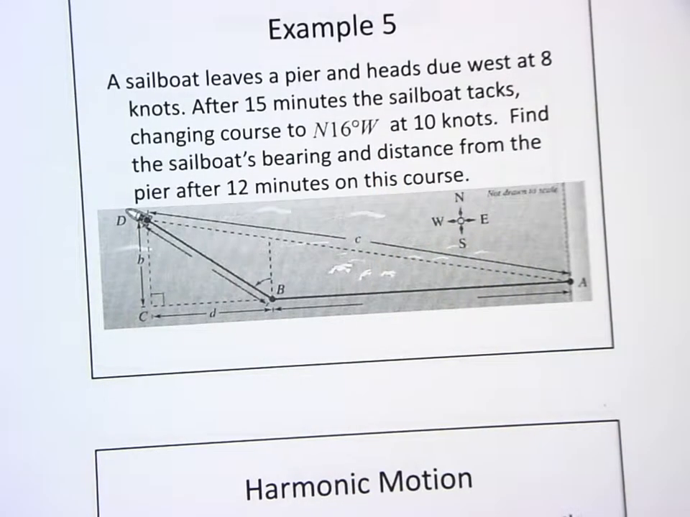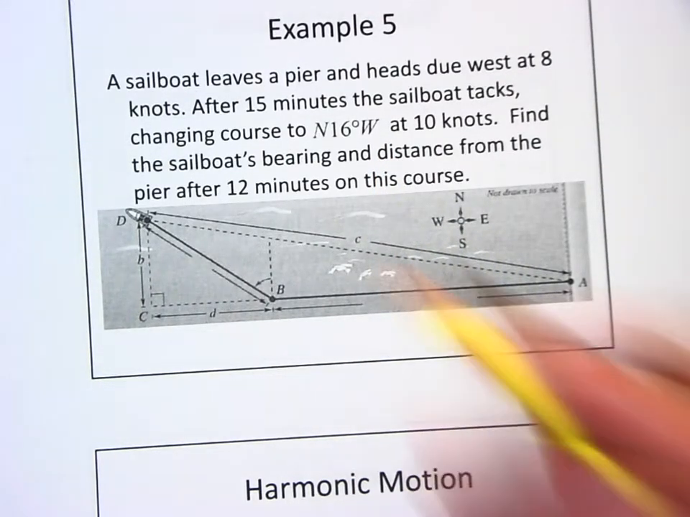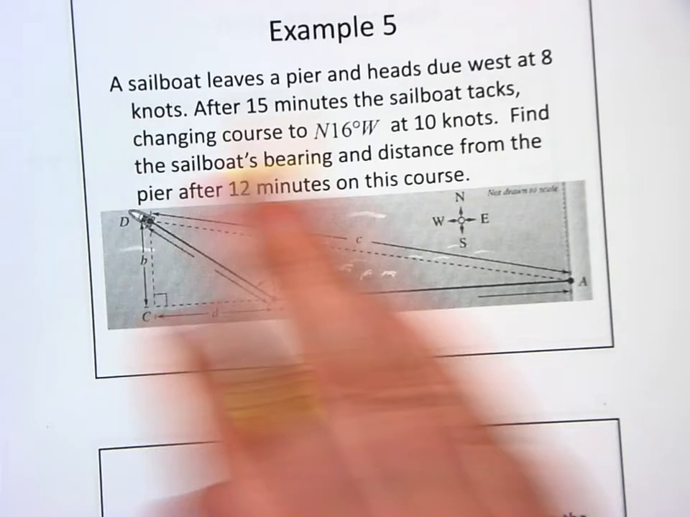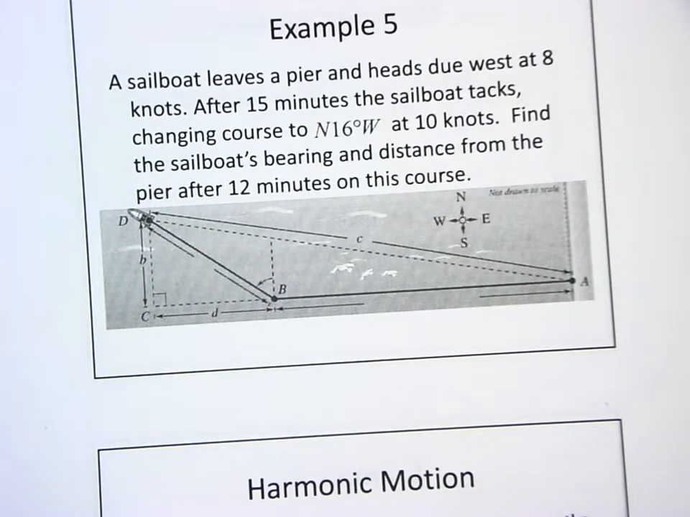What that means is, well, in this case, let's actually go through this one. A sailboat leaves a pier and heads due west at 8 knots. After 15 minutes, the sailboat tacks, changing course to north 16 degrees west at 10 knots. Find the sailboat's bearing and distance from the pier after 12 minutes on this course.